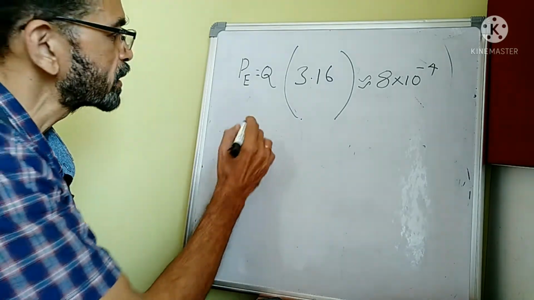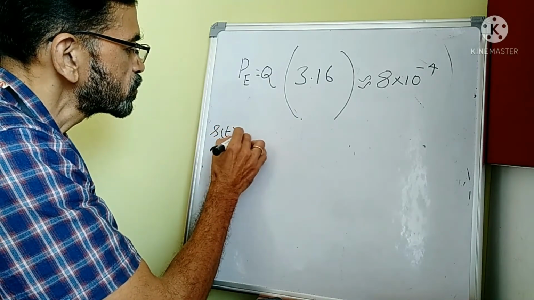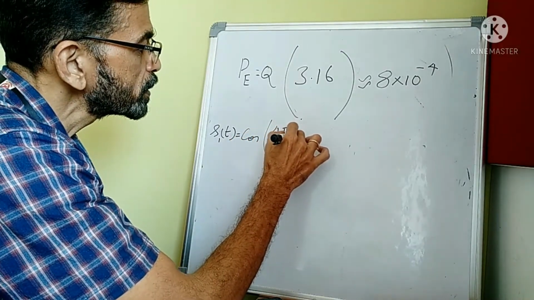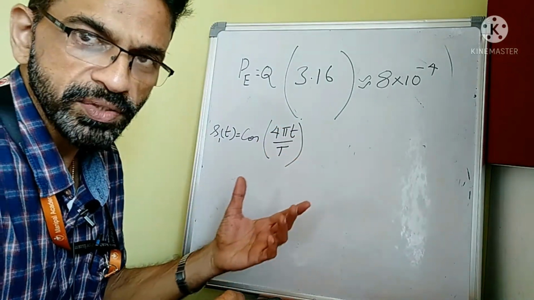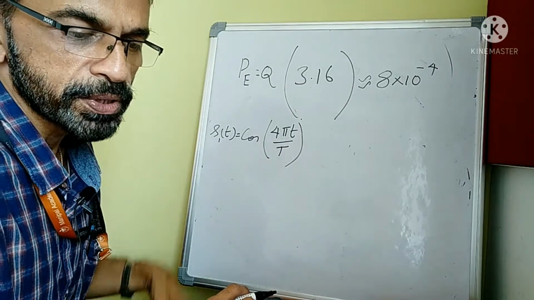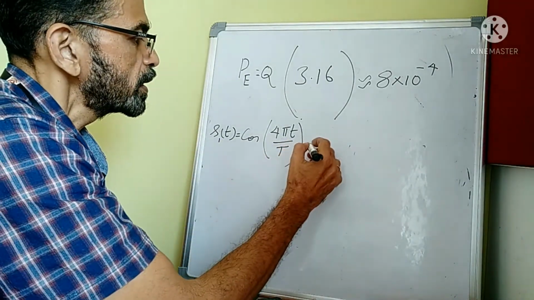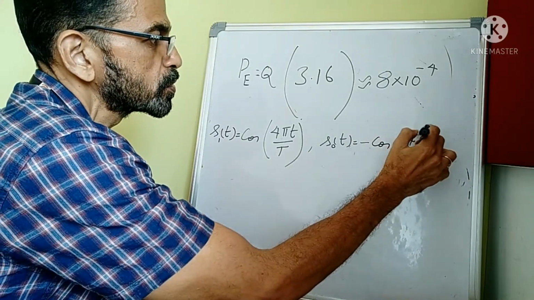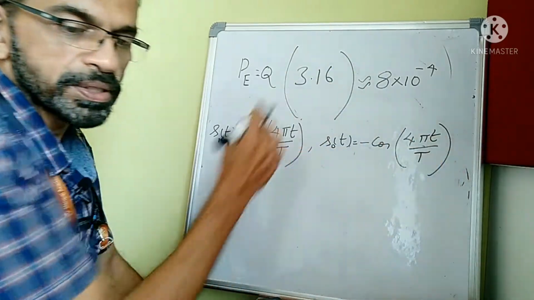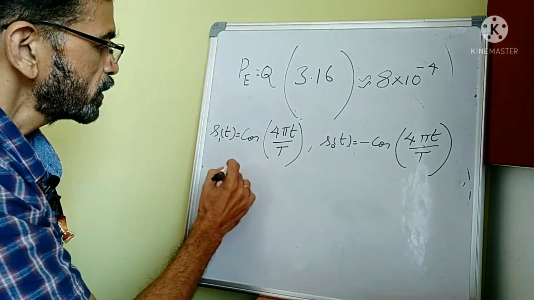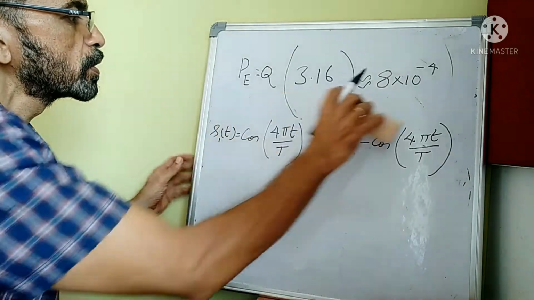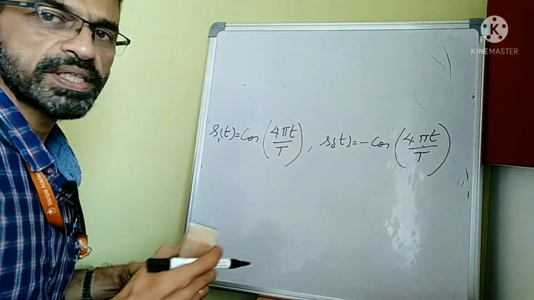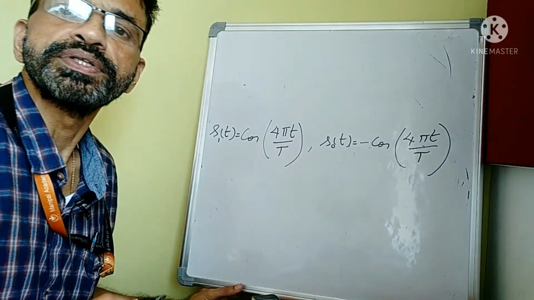Now let us take the second example and say S1(t) is equal to cos 4 pi t by capital T, where capital T is the signaling interval or the observation interval, the signaling duration, whatever you call it. And let's say S0(t) is minus cos 4 pi t by capital T. So S1(t), if I plot, you can see that in the interval 0 to T there will be 2 cycles.